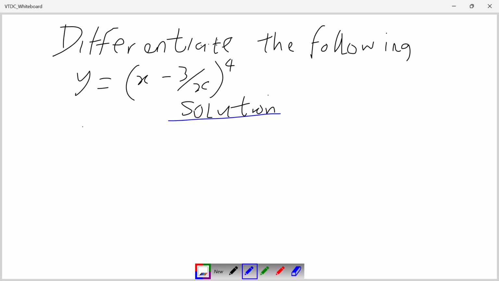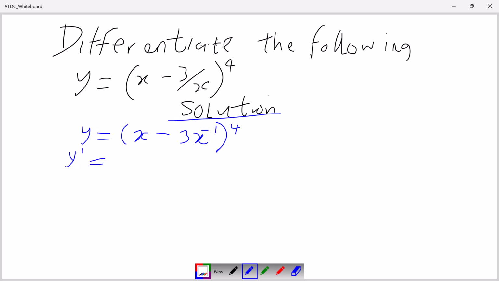So let me write this as y is equal to x minus 3x raised to power minus 1 using the law of indices. By so doing, I can have my differentiation, let me call it dy/dx, or I call it y prime.